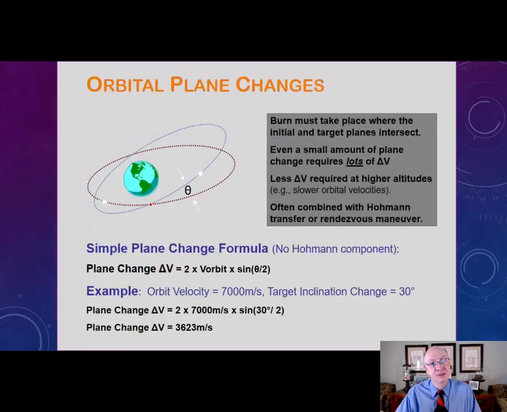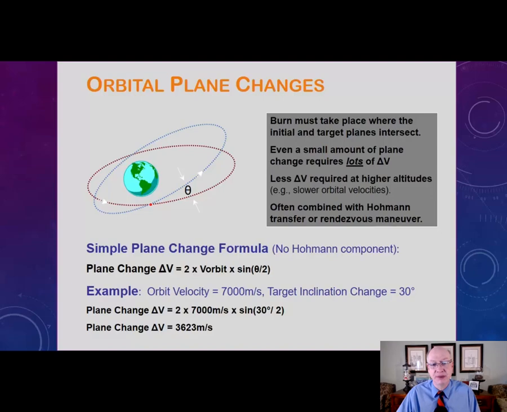Now, we talked earlier in the semester, in one of the earlier lectures, about changing the direction of a satellite and how much energy, how much fuel that requires. Orbital plane change maneuvers, where you're in one orbit and need to change to another orbit, are very expensive in terms of fuel as well. The simple plane change formula says, if I'm in one orbit and I want to change to another orbit and they're separated by some angle, theta here, the delta V required is 2 times the circular orbit velocity times the sine of the angle over 2.